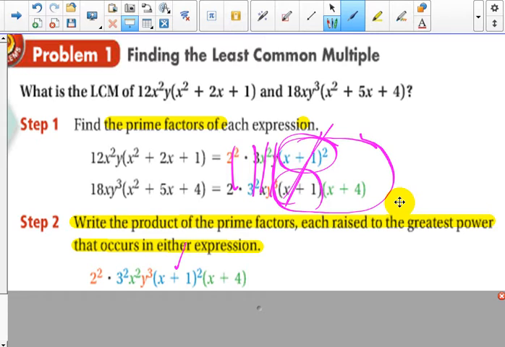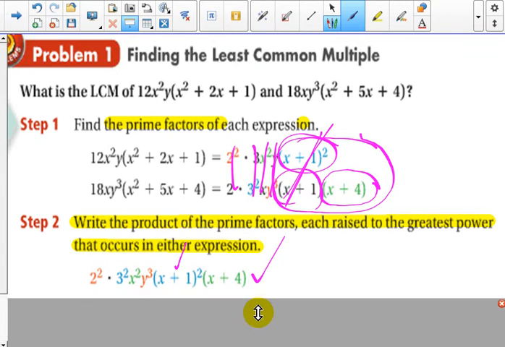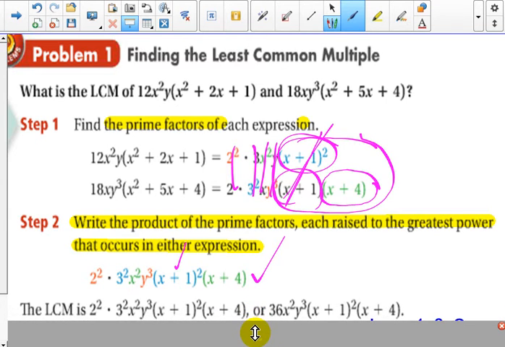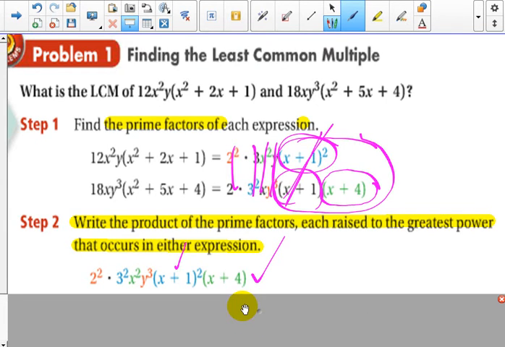And lastly, we've got this lonely little x plus 4. He has nobody to share anything with. So we just got to write it down. That's the best we have, so that's what goes. The highest power is itself, because there's nothing to compare against. So he goes. All right? And now, what if I just told you that's your answer? That's your least common multiple.